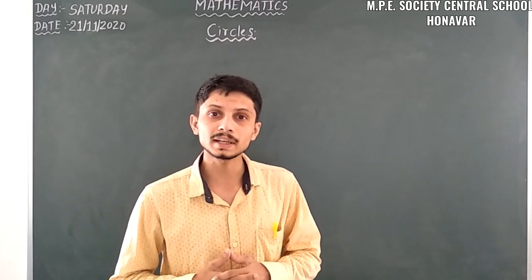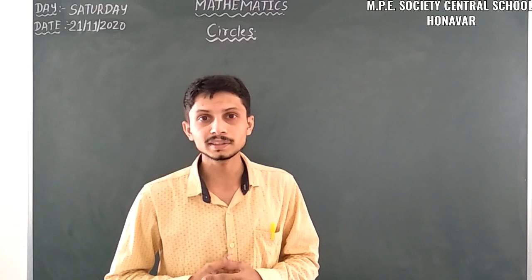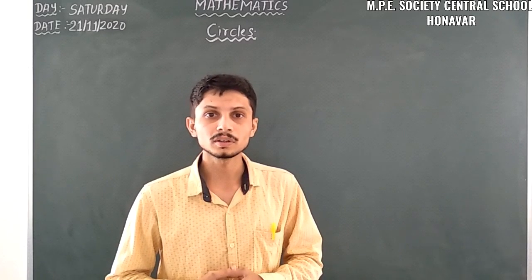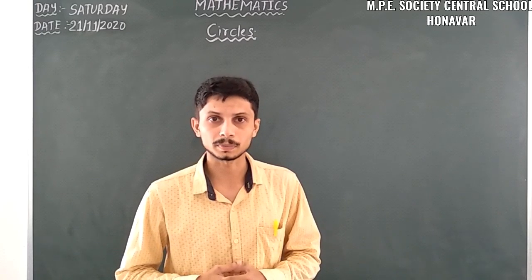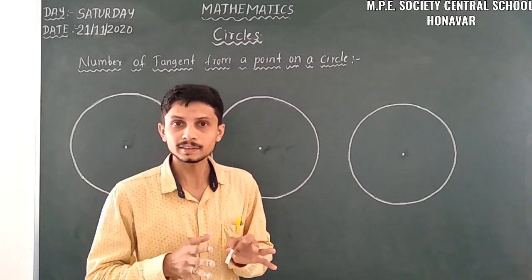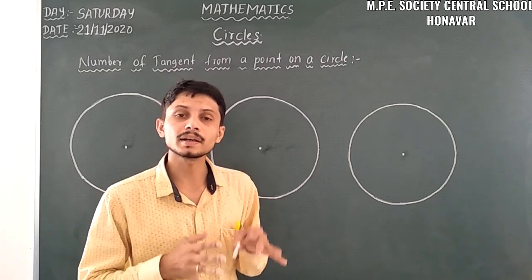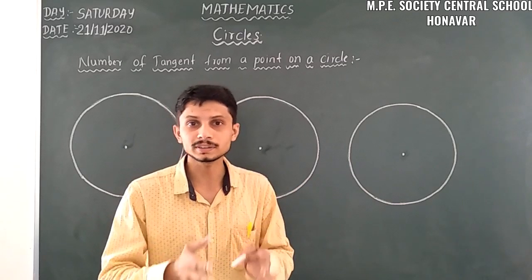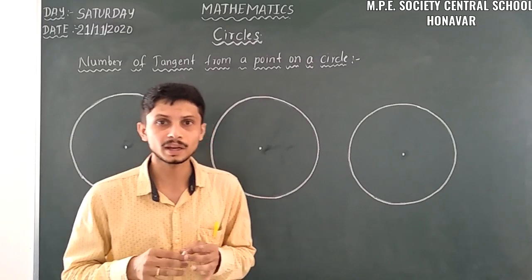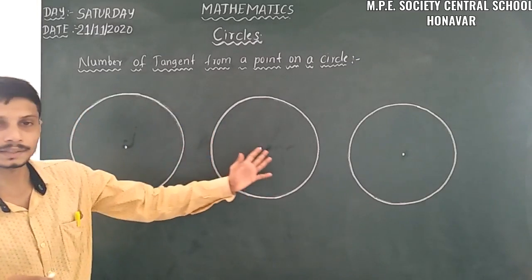Before going to theorem 10.2, we have to discuss the number of tangents we can draw to a circle. So let us move on to the next topic. Here we have to know how many tangents can be drawn for a point inside the circle, on the circle, and outside the circle. So here there are three cases.